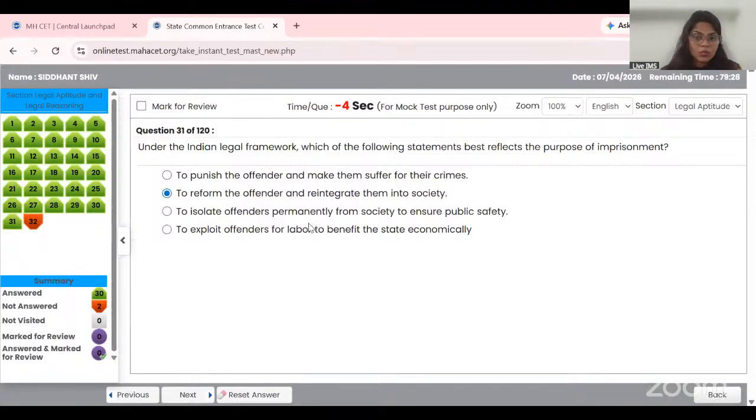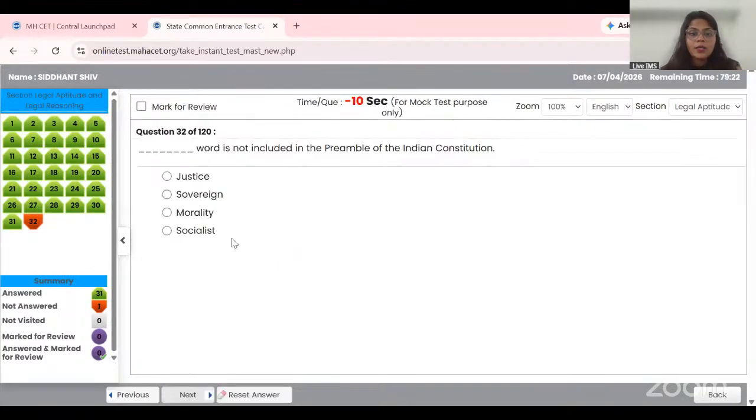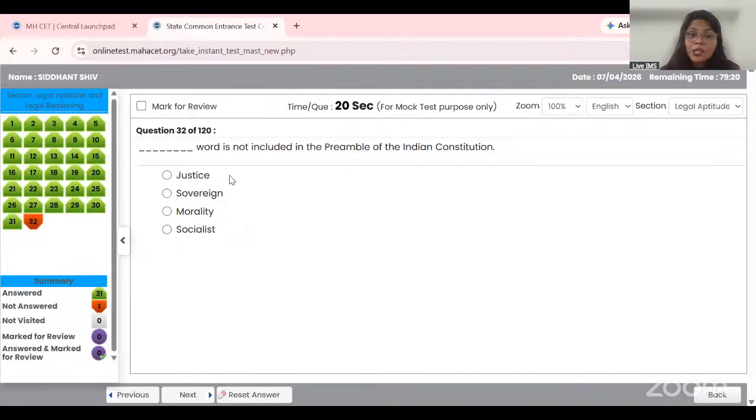Isolate the offender, no, this is again not the objective. To exploit the offender, this is again not the objective. So this is our correct answer. Last question, dash word is not included in the preamble of the Indian Constitution. So the correct answer would be, yes, justice is there, sovereign, socialist again there, morality is the correct answer. Although morality is reflected in the spirit of the Constitution, it is not explicitly mentioned in our Constitution.